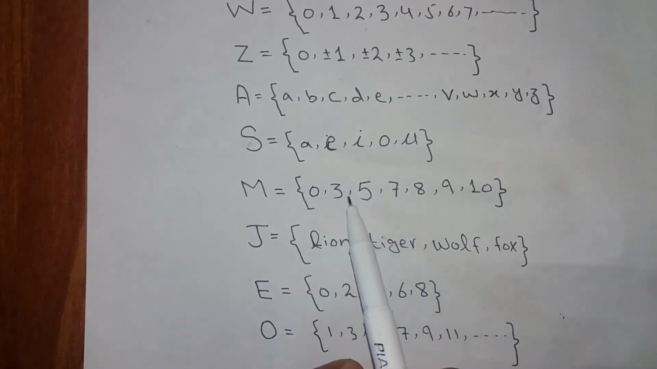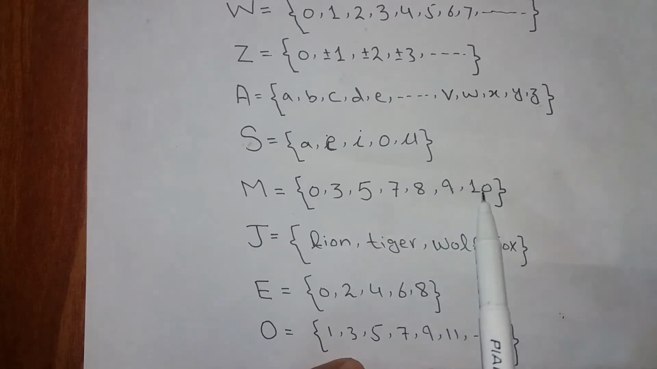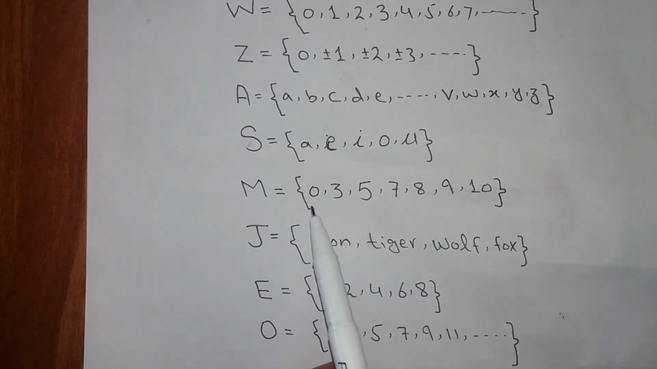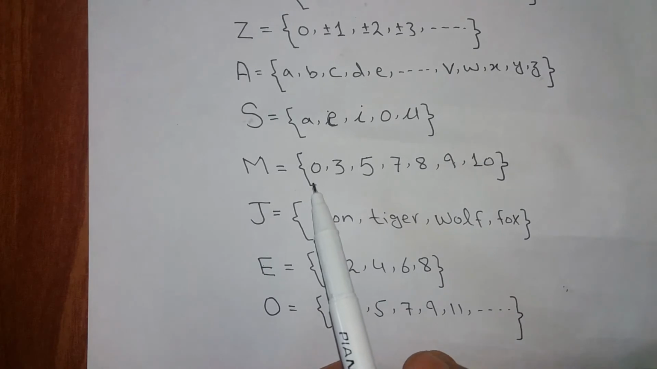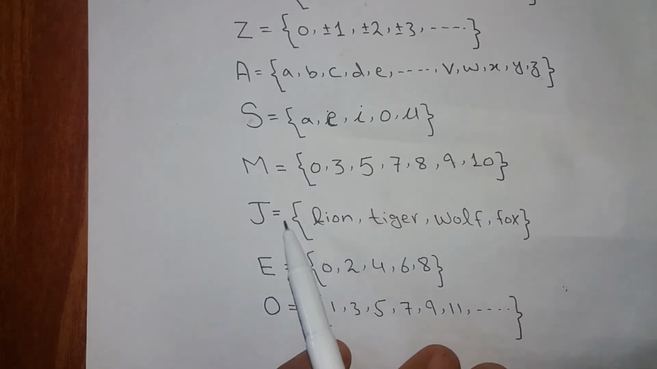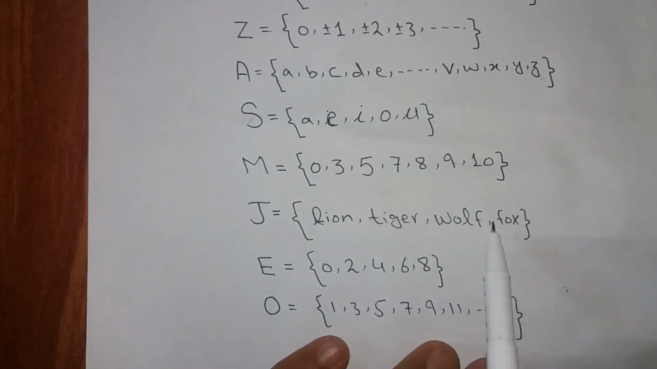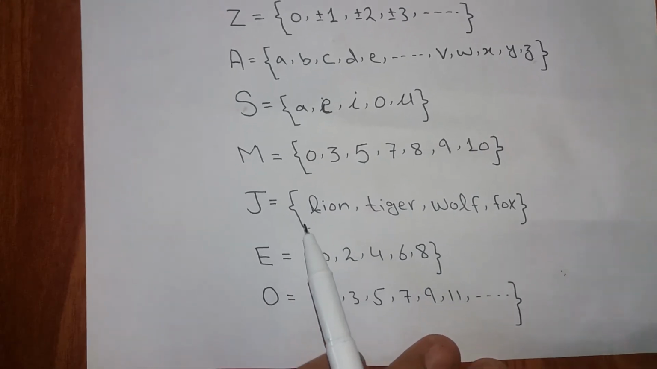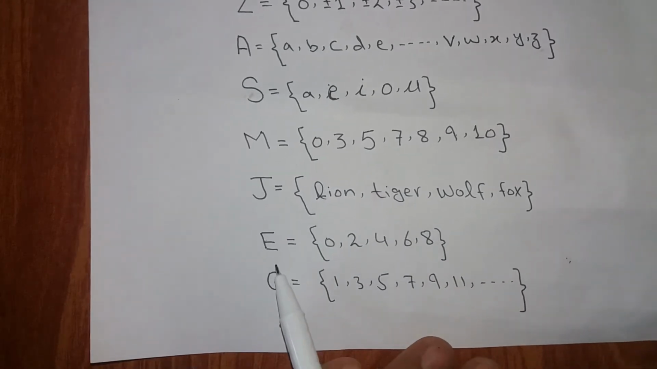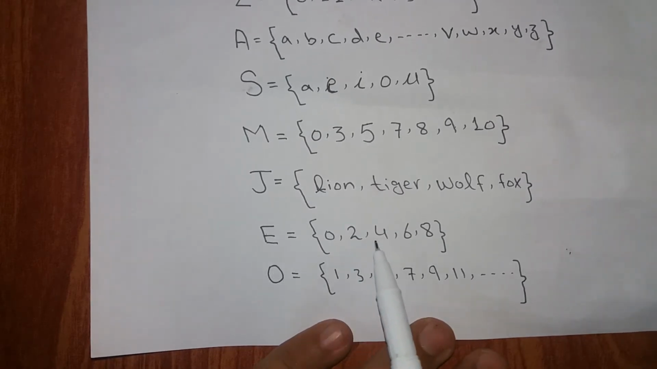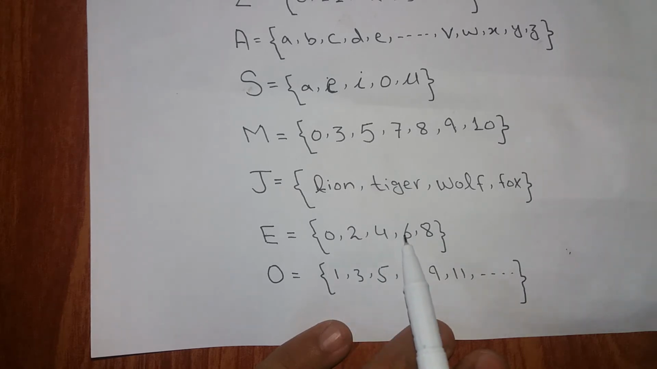M = {0, 3, 5, 7, 8, 9, 10}. This is set of some finite numbers represented in roster form. J = {lion, tiger, wolf, fox}. This is set of 4 animals represented in roster form. E = {0, 2, 4, 6, 8}. Set of even numbers, first 5 even numbers, represented in tabular form.